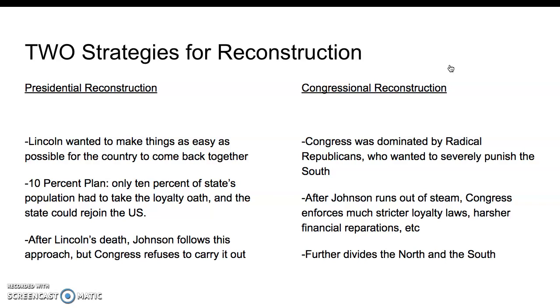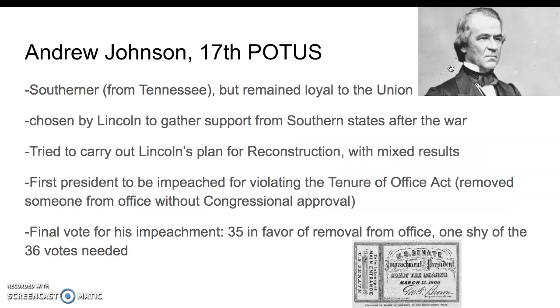Congressional Reconstruction was much harsher. Congress was dominated by then radical Republicans who wanted to severely punish the South for breaking away. After Johnson runs out of steam, Congress enforces much stricter loyalty laws, harsher financial reparations, etc. But the only thing this would do would further divide the North and the South. If not nominally, it did so psychologically.